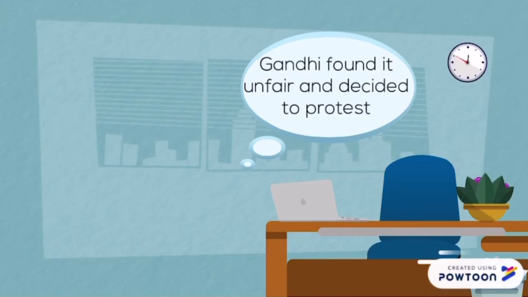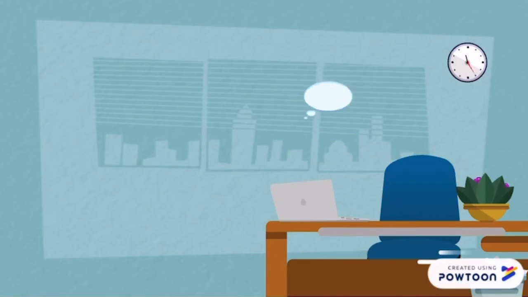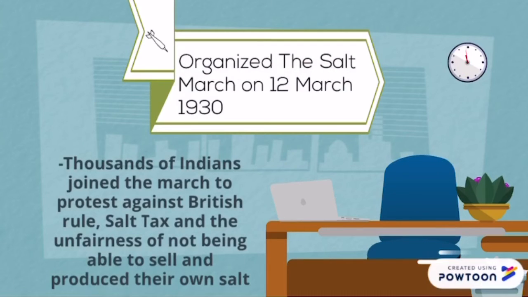Following this, Gandhi organized the Salt March on 12 March 1930, with 78 people known as the Freedom Fighters. Thousands of Indians joined the march to protest against the British rule, salt tax, and the unfairness of not being able to produce and sell their own salt on their own land.